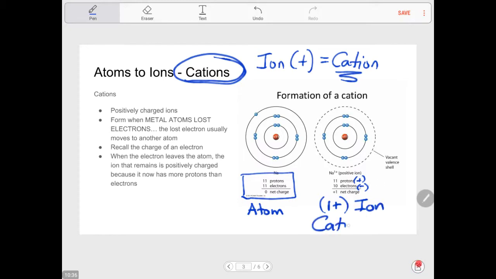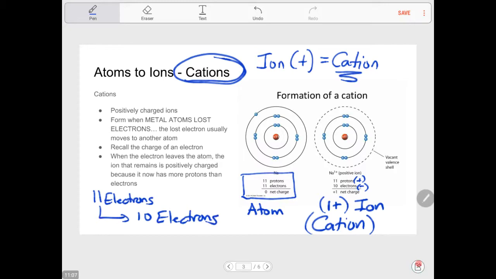Specifically, this is a cation because it's a positive ion. And what you want to know here is metals. It is metals that form cations. Why? Well, if you look at our example right here, we were at 11 electrons, and then we shifted to having 10 electrons. You don't understand why yet, but you can tell we certainly have lost one.